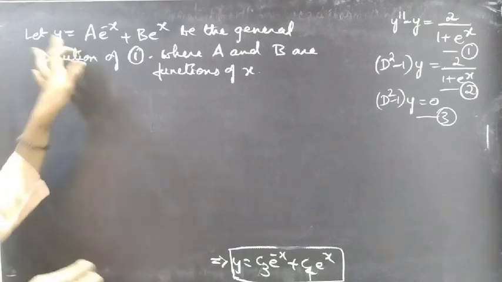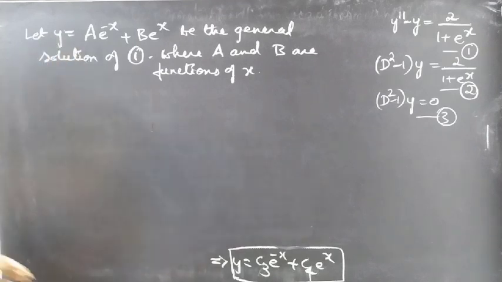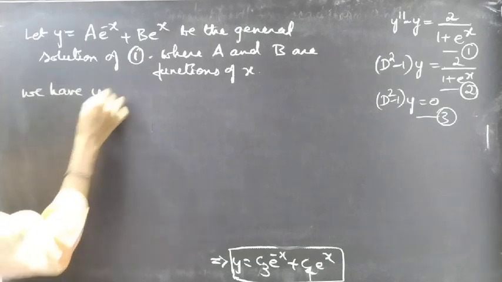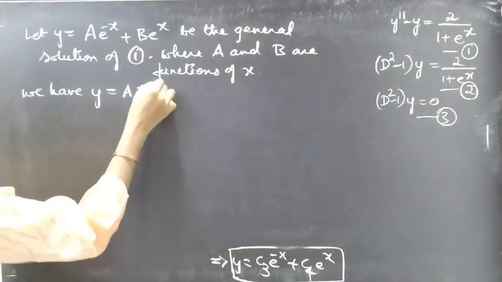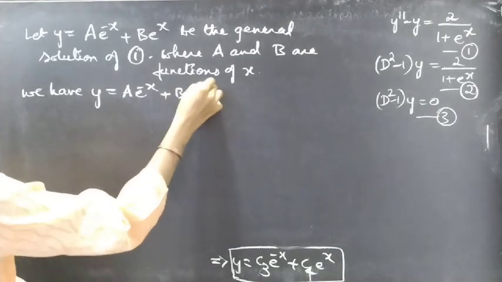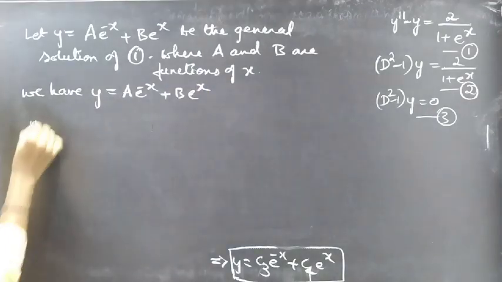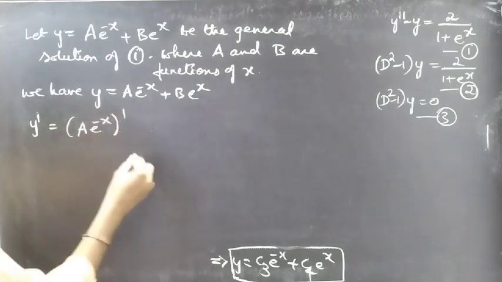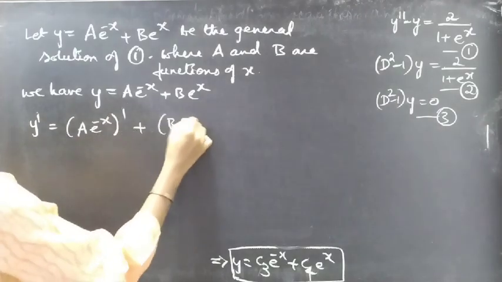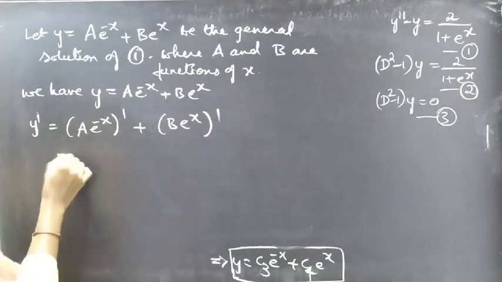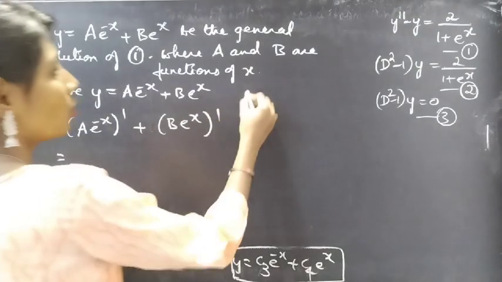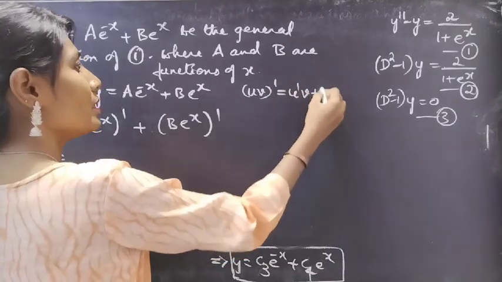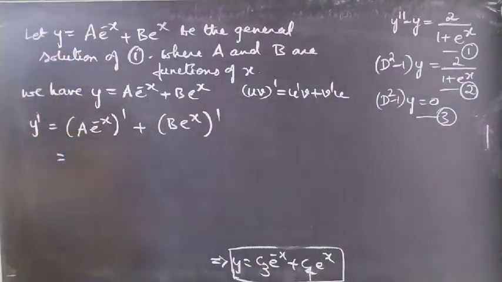Already we have y, so we'll find y dash and y double dash. We have y equal to a e power minus x plus b e power x. Let's now find y dash. Y dash equals a e power minus x whole dash plus b e power x whole dash. This equals, here we are going to apply the formula uv whole dash equals u dash v plus v dash u.